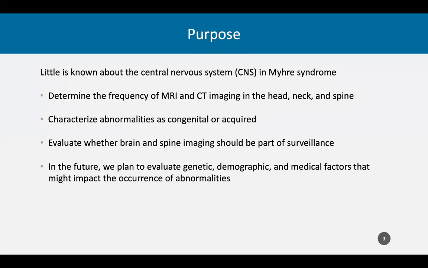Because little is known about the central nervous system in Myhre Syndrome, the purpose of our study is to determine the frequency of MRI and CT imaging in the head, neck, and spine, to characterize abnormalities as congenital or acquired, and to evaluate whether brain and spine imaging should be part of surveillance. In the future, we plan to evaluate genetic, demographic, and medical factors that might impact the occurrence of abnormalities.